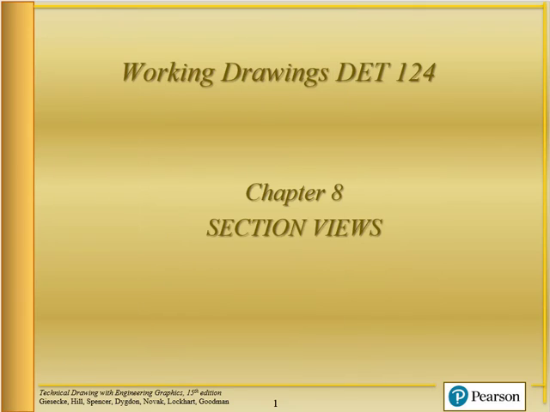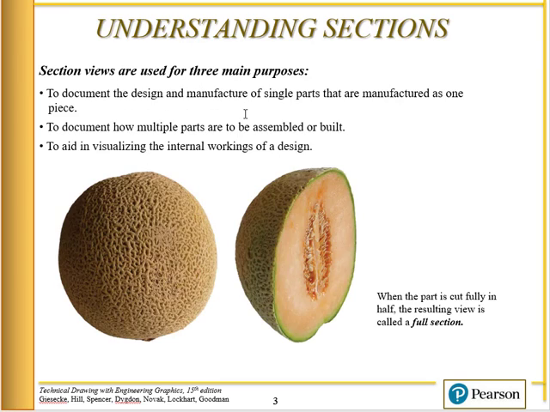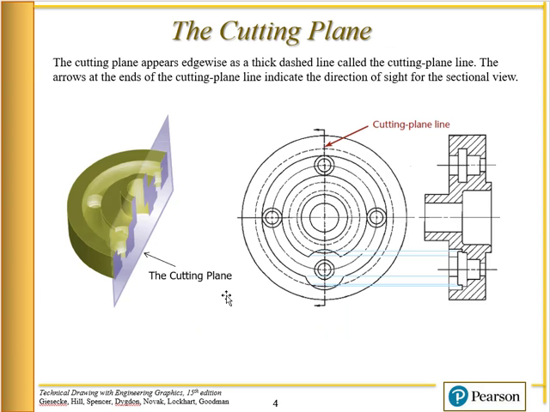So, let's talk about section views. Okay, so why do we use section views? To document the design and manufacture of single parts that are manufactured as one piece. To document multiple parts that are assembled or built, like an assembly drawing. Or to help in visualizing the internal workings of a part or design.